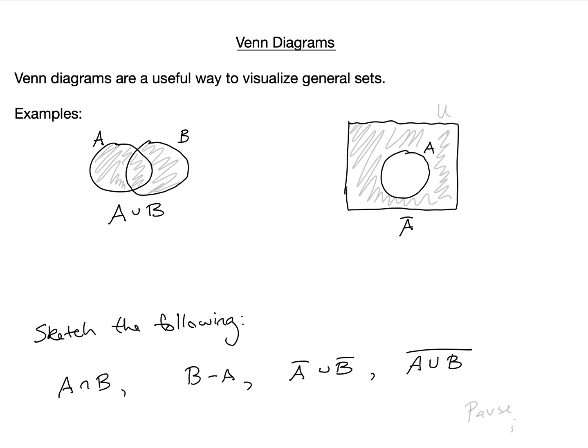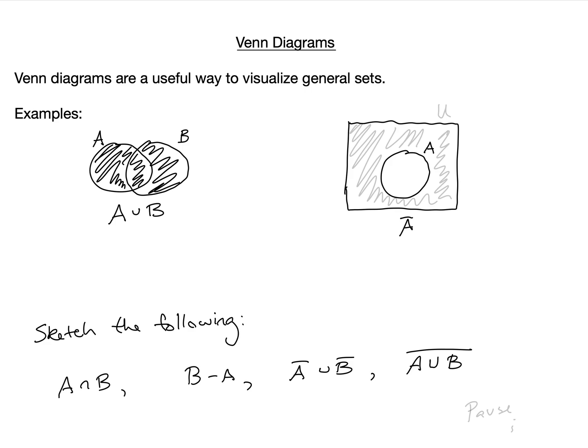In this video, we're going to talk about Venn diagrams, which are a useful way of visualizing general sets. So for example, if we want to visualize the set A union B for just any set A, any set B, we can draw two circles that have some intersection. And the points in A union B would be described by everything that's in A or B or both. So that's how we could just visualize A union B.